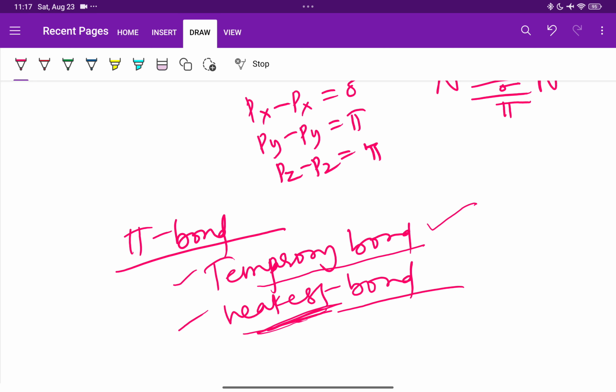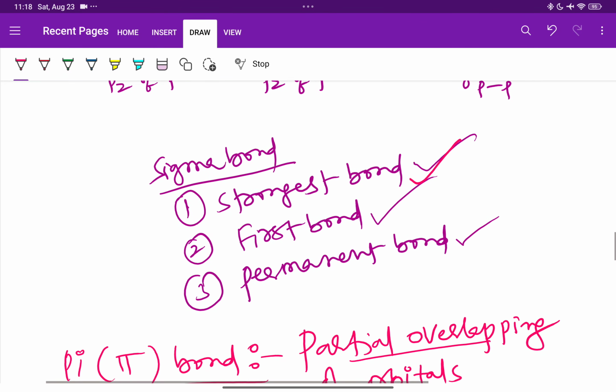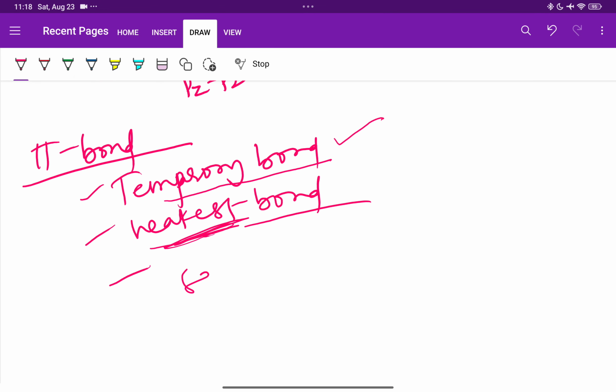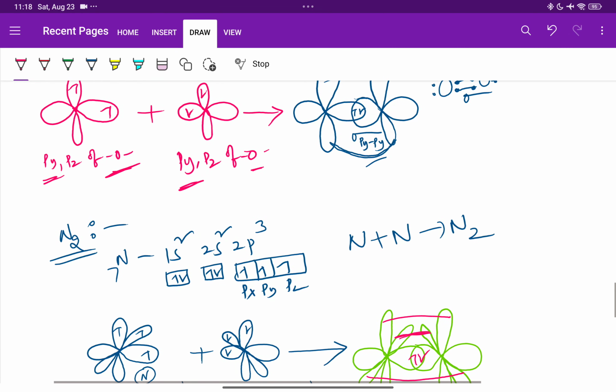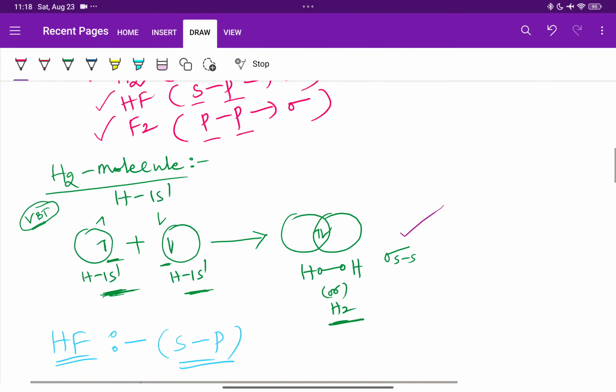And the third point is, just now I have given here sigma bond. What are those? Strongest bond, first bond, permanent bond, and always it exists as the second bond. What is the meaning of it? After forming the sigma bond, the pi bond will form. That is why we call it the second bond. So these are the main postulates of sigma pi bond formation with the help of VBT. I hope you got it. Thank you.